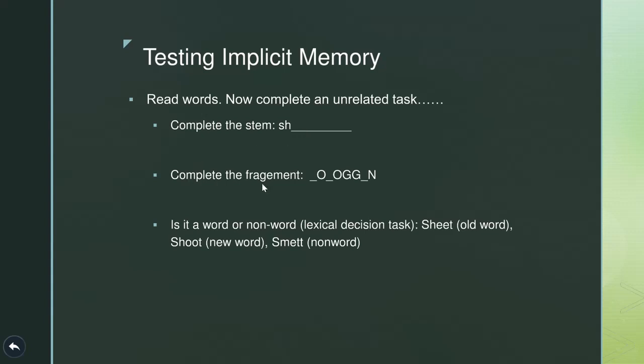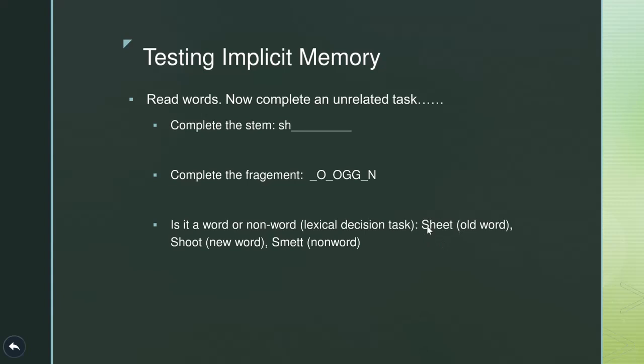Another example is to give them a word fragment. So this is where you have a word and blanks exist where letters should be. Now this fragment is really hard to complete unless you've seen the word toboggan recently. Then you would be able to fill in this fragment pretty quickly. Another way to test implicit memory is to have people engage in what's called a lexical decision task. This is where they're seeing words pass by on a screen and they're just deciding, is it a word or a non-word? So they would press one key for a word, press a different key for a non-word, and you can measure the response time.